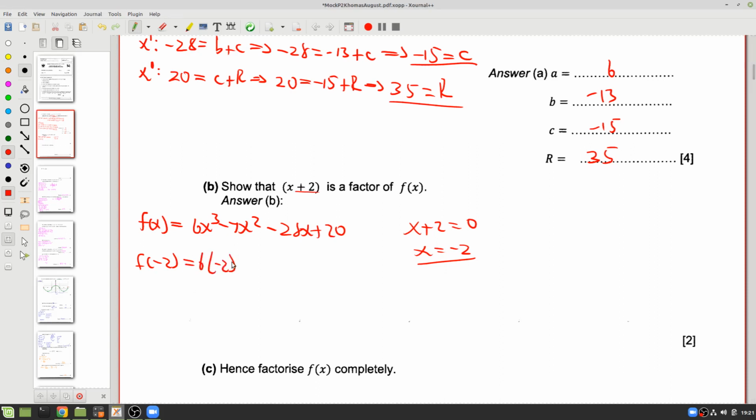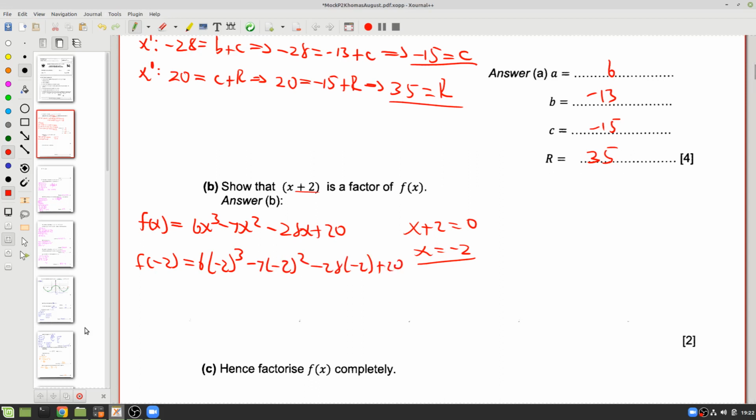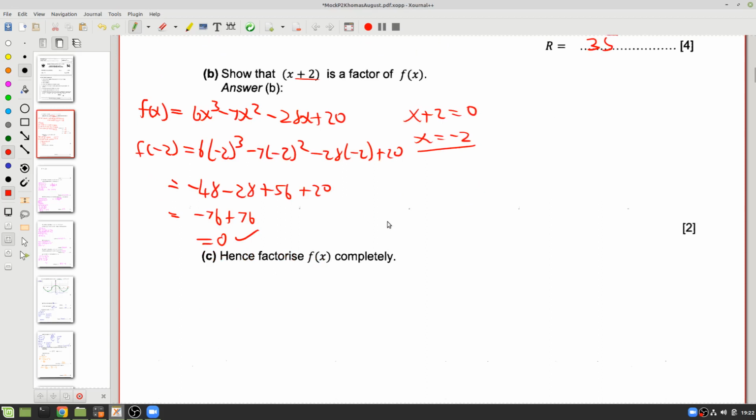So 6 times negative 2 cubed minus 7 times negative 2 squared minus 28 times negative 2 plus 20. And let's work that out. Okay, so negative 2 cubed is negative 8. Negative 8 times 6 is negative 48. Negative 2 squared is 4. 4 times negative 7 is negative 28. Negative 28 times negative 2 is positive 56. And we have a plus 20 at the end. So that gives us negative 76 plus 76, which equals 0. So there we have it. Since f of negative 2 equals 0, then we know x plus 2 is a factor.